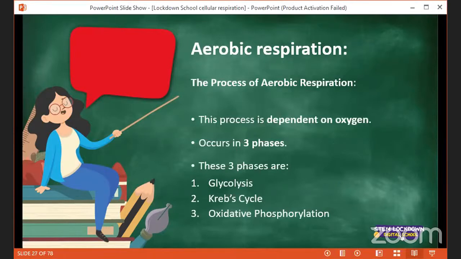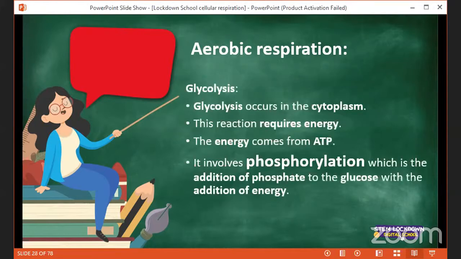Now let us look at the process of aerobic respiration, with oxygen, and there are 3 phases. That is very important to note, the 3 phases. The first one is glycolysis. The second is the Krebs cycle or the citric acid cycle. And the third one is oxidative phosphorylation. So you should know that in terms of aerobic respiration, we have 3 stages. Firstly, glycolysis. Secondly, Krebs cycle. Thirdly, oxidative phosphorylation. Okay. Right, now let us look at the first stage, which is glycolysis.